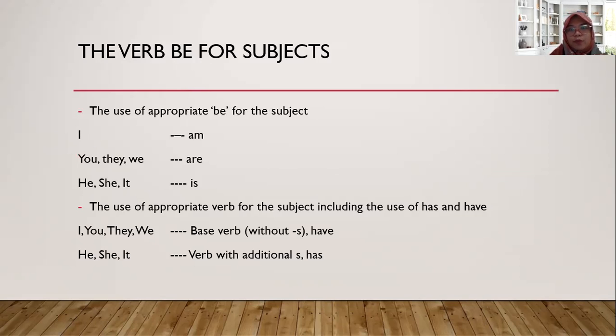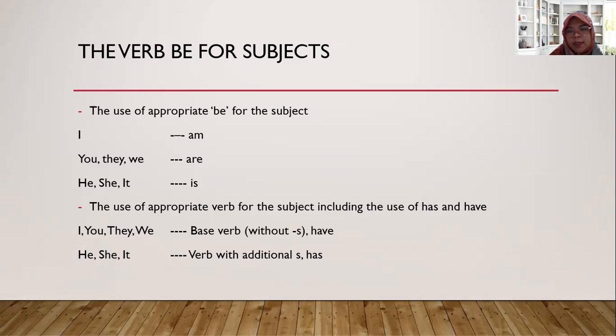And then the verb before subject. Whenever you write a sentence, you can use a verb that shows an action, or be as a nominal sentence. In this case, I think you are already familiar with I am, you, they, we using are, and he, she, it using is. And the use of the appropriate verb for the subject, including the use of has and have. So these are the summary of the concept I already told you before.